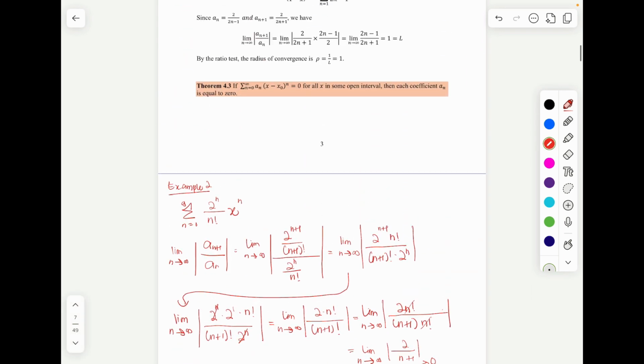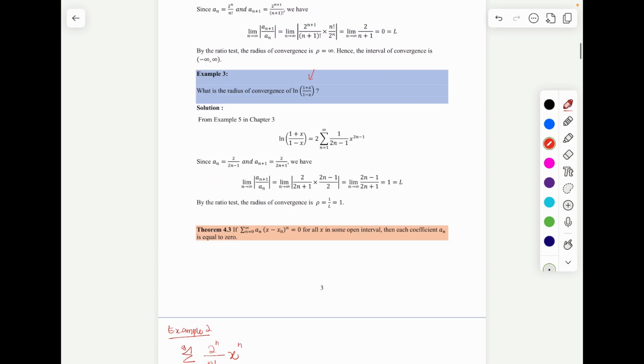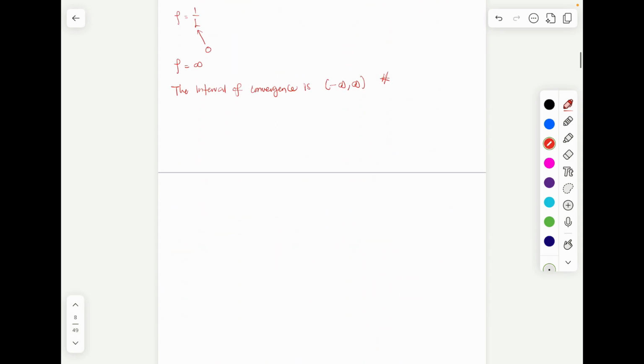Okay, next we look at example 3. In this form, we recall back to chapter 3. This form can be translated into a series form, right? From this you need to recognize what kind of series form this is: ln of 1 plus x divided by 1 minus x. So you need to look back at chapter 3. Okay, let us try example 3.